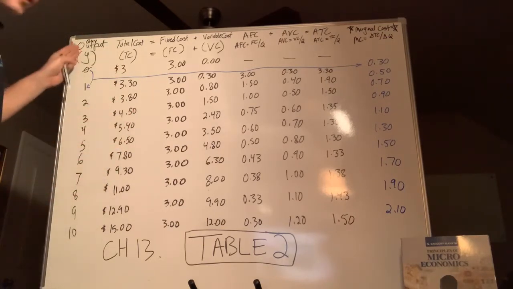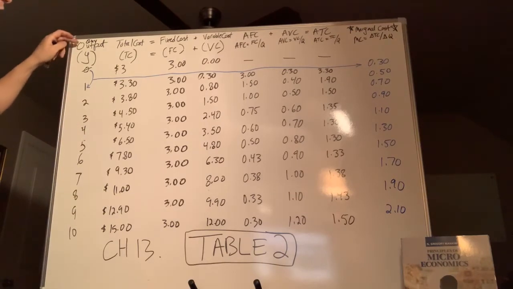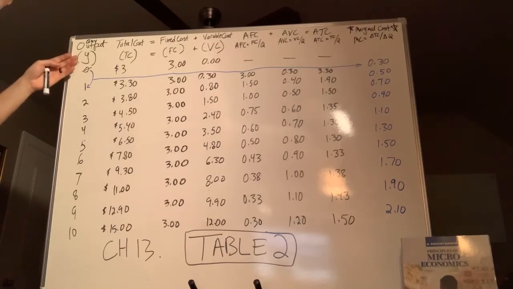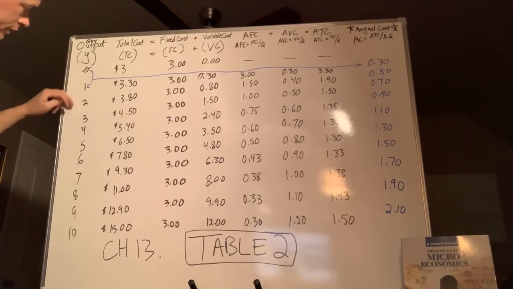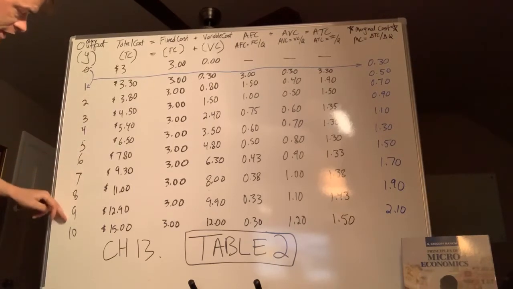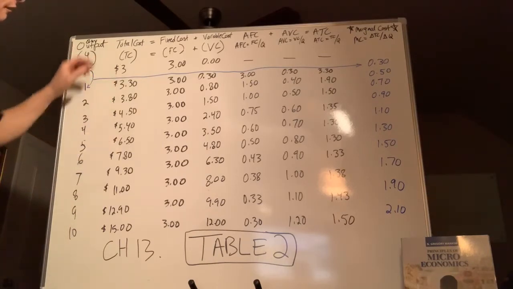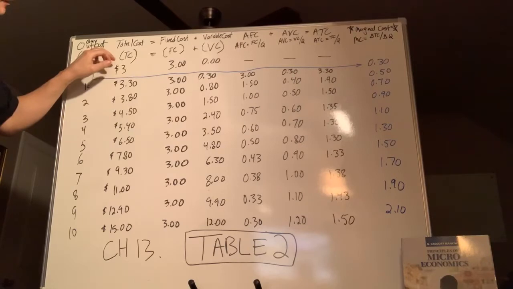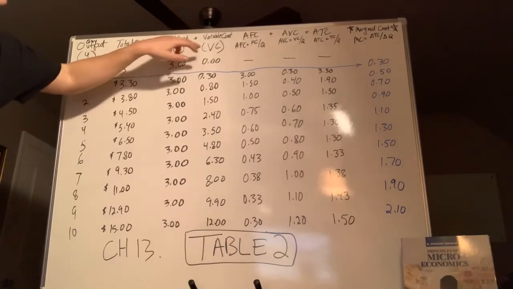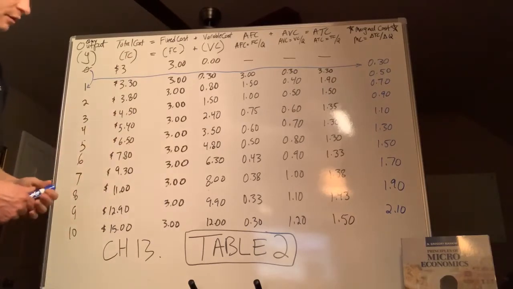This first column, and you can follow along in your reading, open another window over beside this with your reading in it, is output. It's the quantity of output, or Y. Output many times is expressed as Y. And we have 0, 1, 2, 3, 4, 5, 6, 7, 8, 9, 10. Next column over we have total cost. Now, total cost is the summation. So total cost is fixed cost plus variable cost. And those are our next two columns beyond total cost.